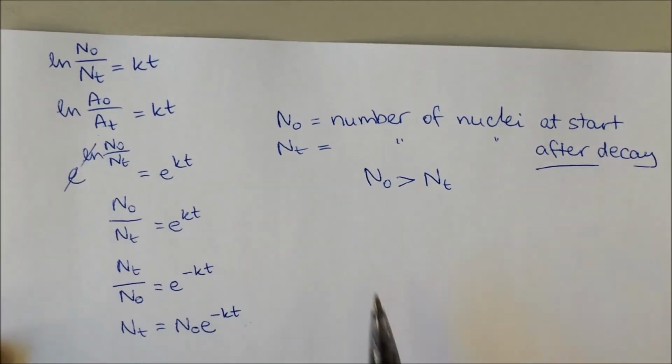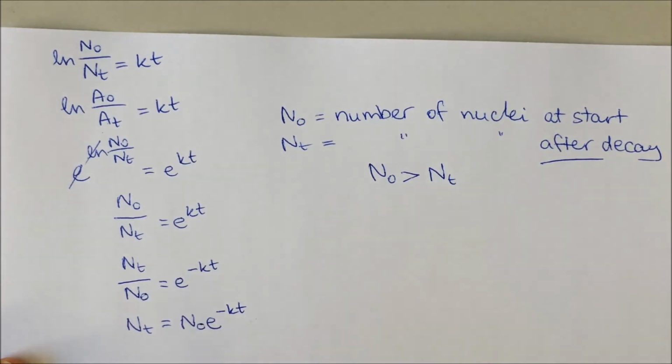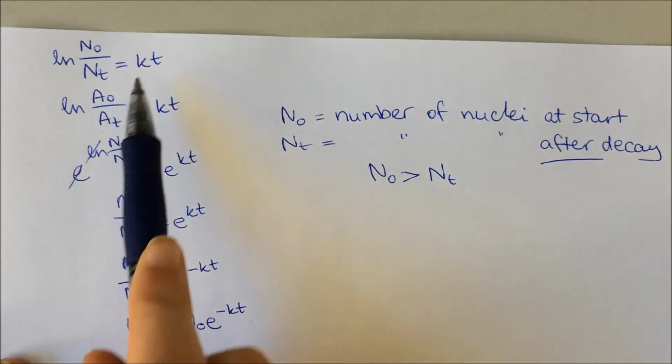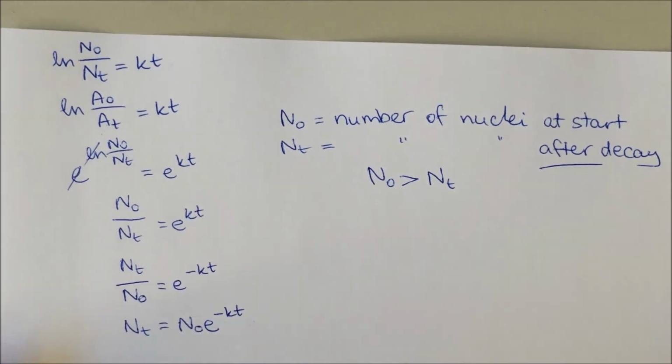You'll also know this because if you tried to take the natural log of a number that's less than 1, you would get a negative value. That would give you a negative time, and that doesn't make sense. So make sure you have a look at your answers to see whether they make sense, whether they are in fact positive.